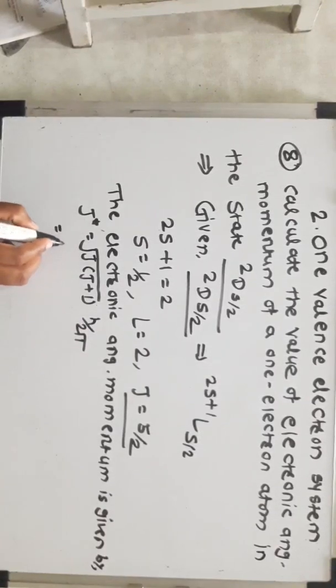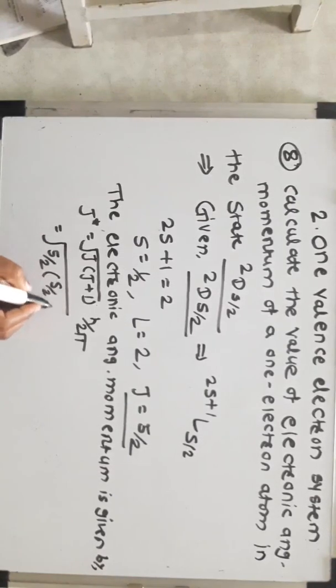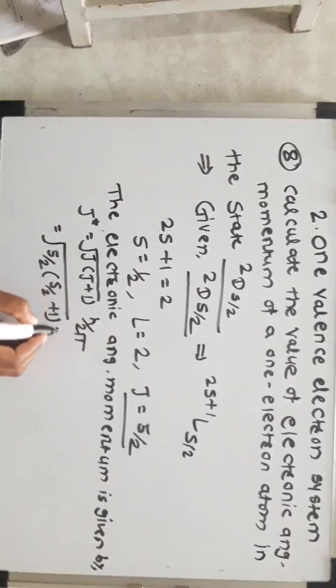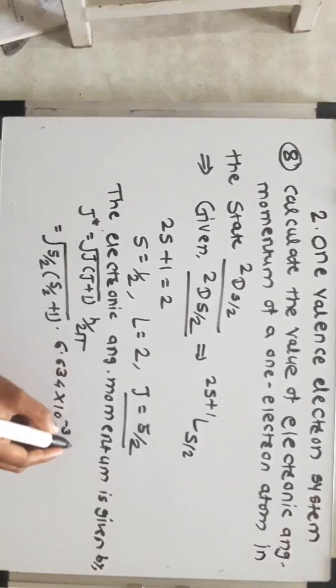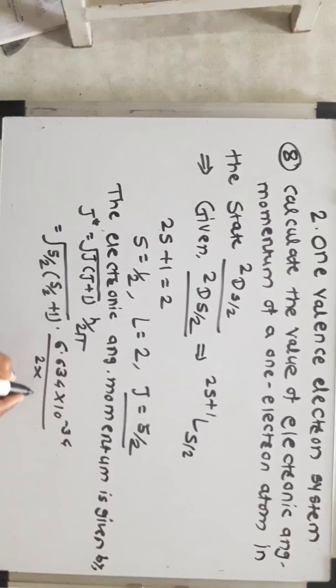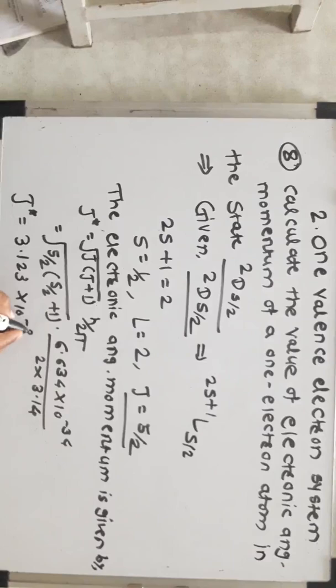Therefore, square root of 5/2 into (5/2 + 1) into 6.634 × 10^-34 upon 2 into π, where the value of π is 3.14. You have to solve this calculation. You will get the value of the total electronic angular momentum, 3.123 × 10^-34 joule second.